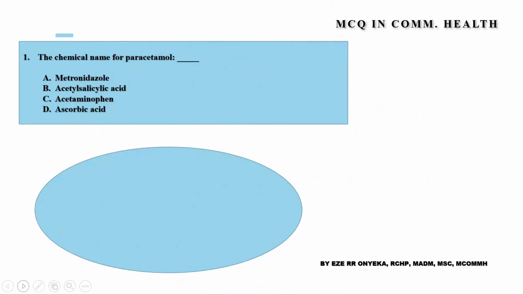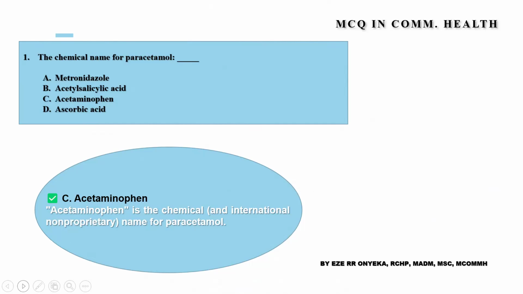The chemical name for paracetamol is A, metronidazole. B, acetylsalicylic acid. C, acetaminophen. D, ascorbic acid. The correct answer is C, acetaminophen. Acetaminophen is a chemical and also international non-proprietary name for paracetamol.